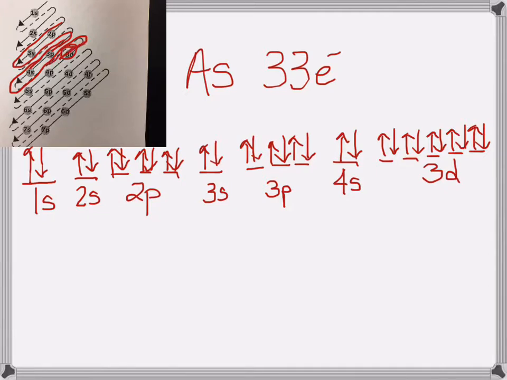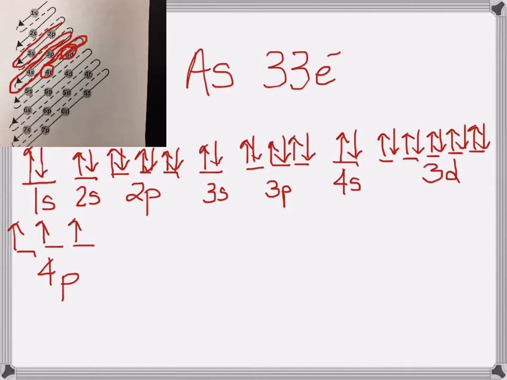Now I keep going, and I'm going to put the last 3 electrons needed, because we're up to 30 right now, in the 4p. So 4p, again, p means 3 orbitals, and I just need 3 electrons. And so now if you count up your arrows, you should have 33 arrows representing the 33 electrons in arsenic.